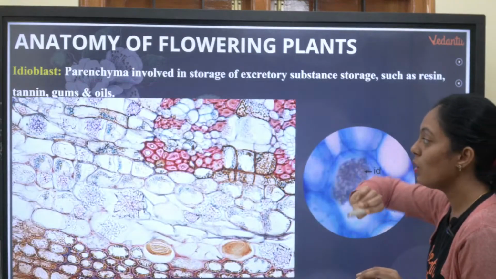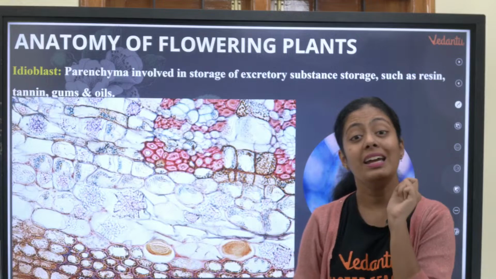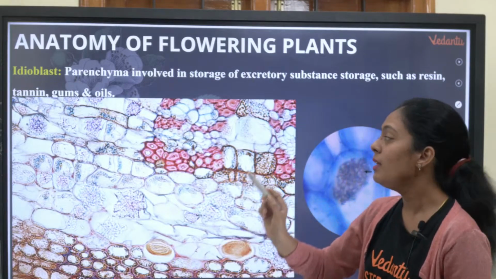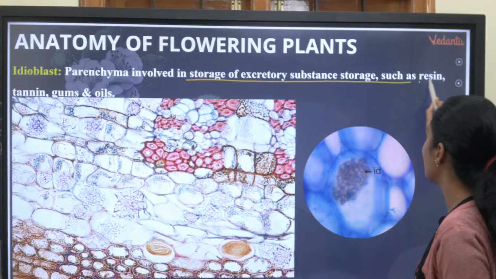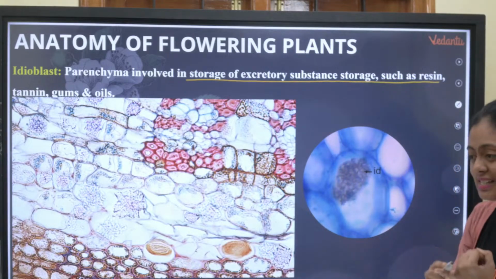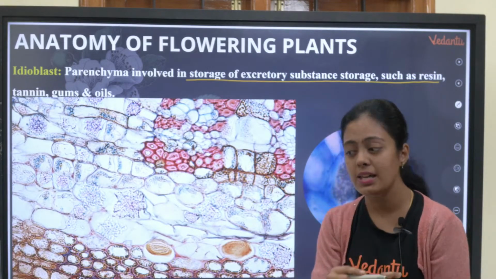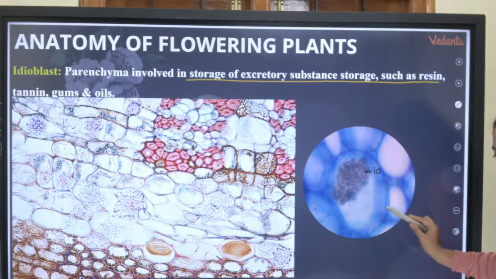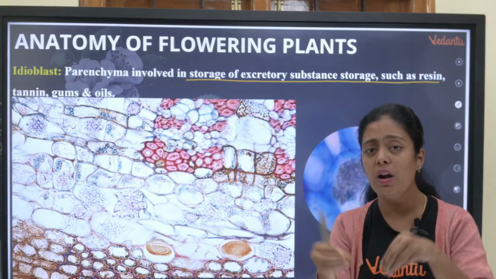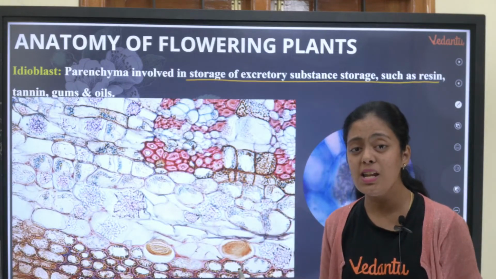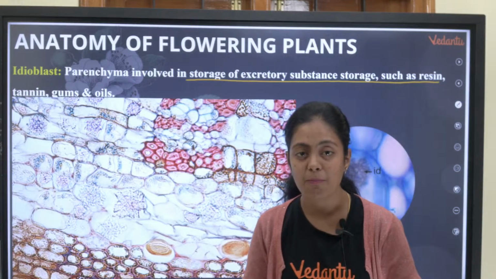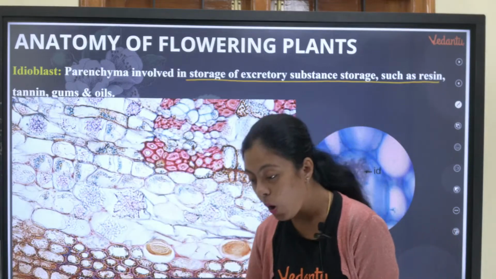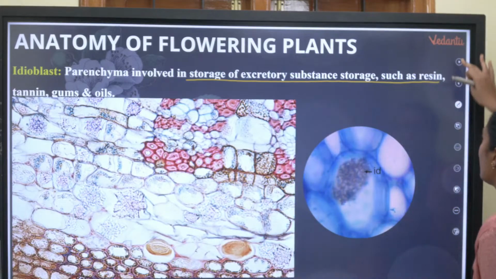Okay, yes. So you have some parenchyma called idioblast. I already told you parenchyma are used in storing, correct? The parenchyma involved in storage of excretory substances such as resin, tannin, gums and oils, we call idioblast. Here you can see this is your idioblast. On the cell there will be many stored structures. So what is idioblast? They are a kind of parenchyma that helps in storage of tannins, resin, gums and oils. Very, very important point.